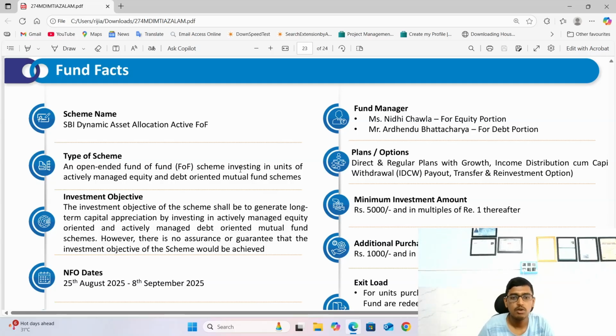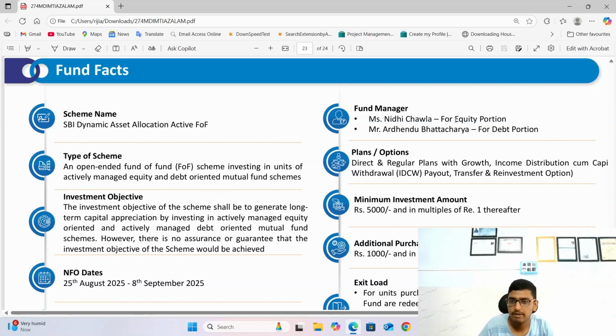NFO dates. So when could you invest in this new fund offering? It starts from 25th August. It has already started, and it goes on till 8th September 2025. So who are the fund managers? For the equity portion, the fund manager is Mrs. Nidhi Chawla, and for the debt portion, it is Mr. Ardhendu Bhattacharya.